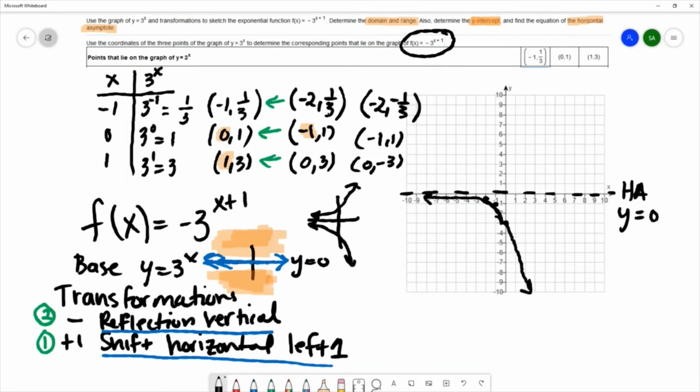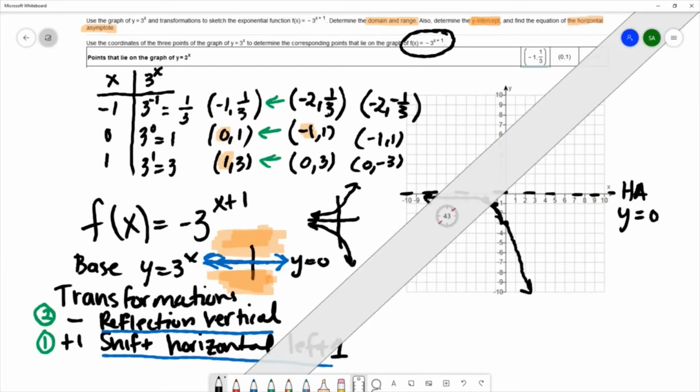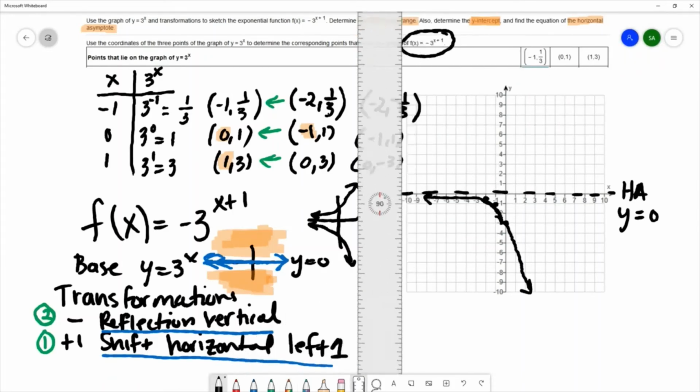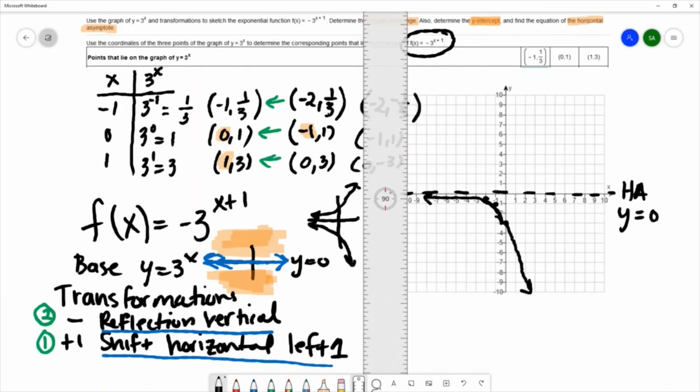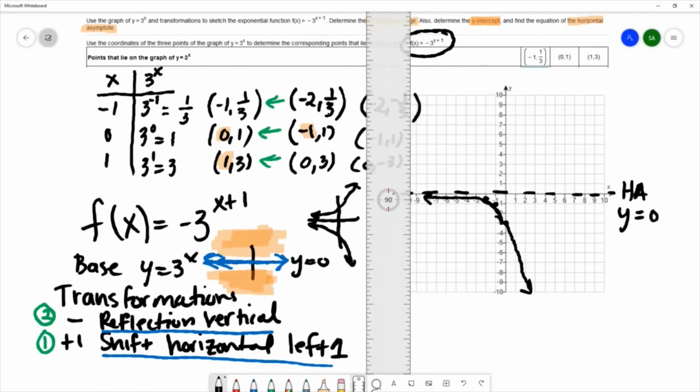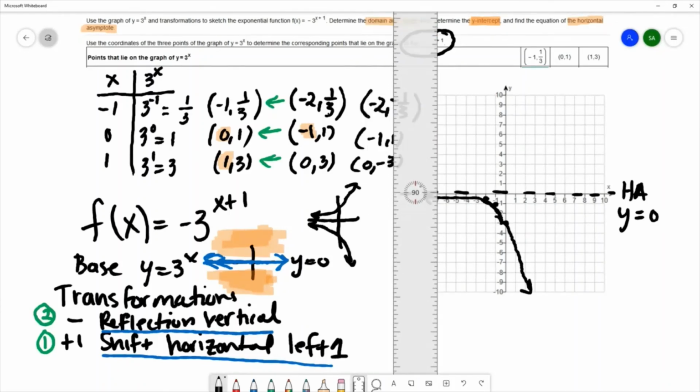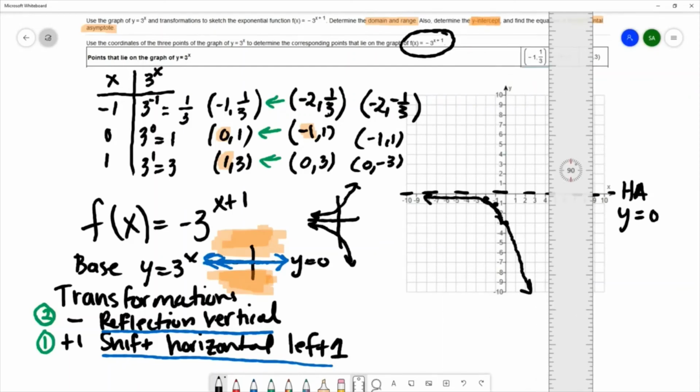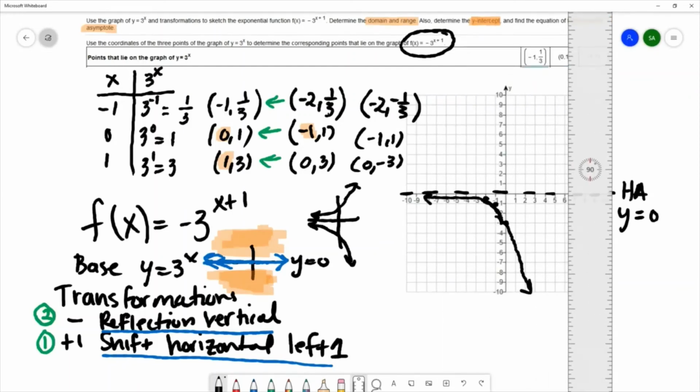So then we can talk about the domain and range. We hold our ruler vertically and go from left to right. You can see that this ruler would start hitting the graph at -infinity and continue hitting the graph all the way to +infinity. So the domain is -infinity to infinity.